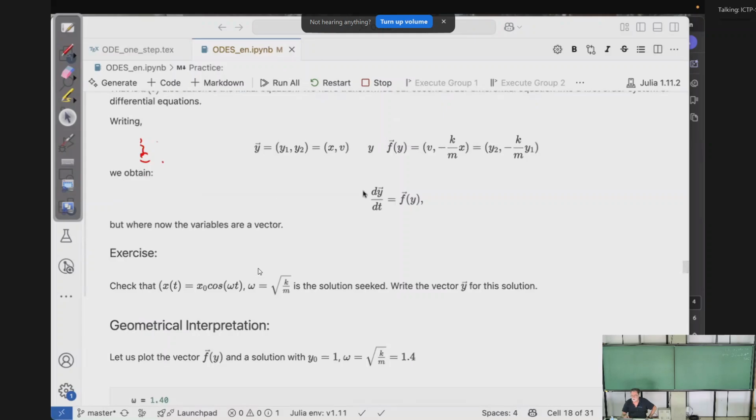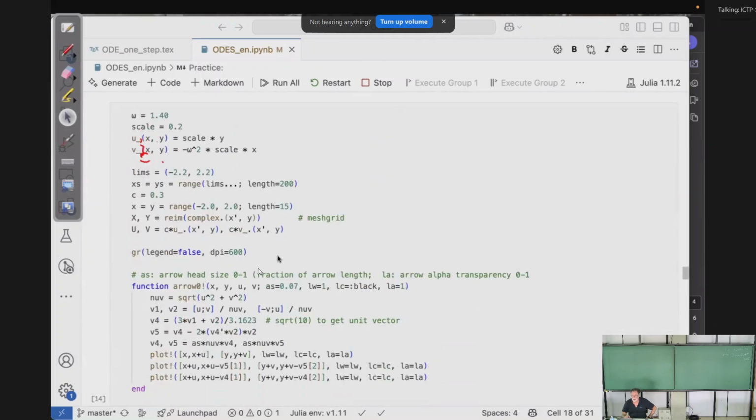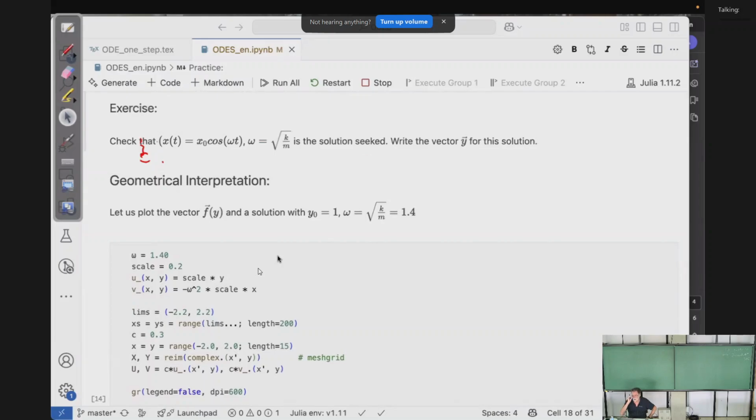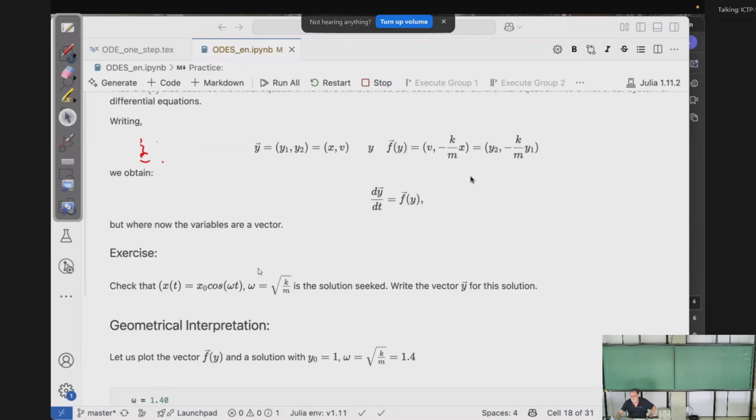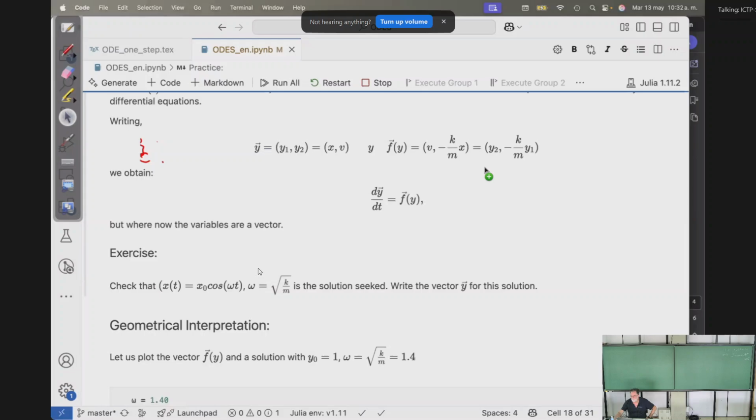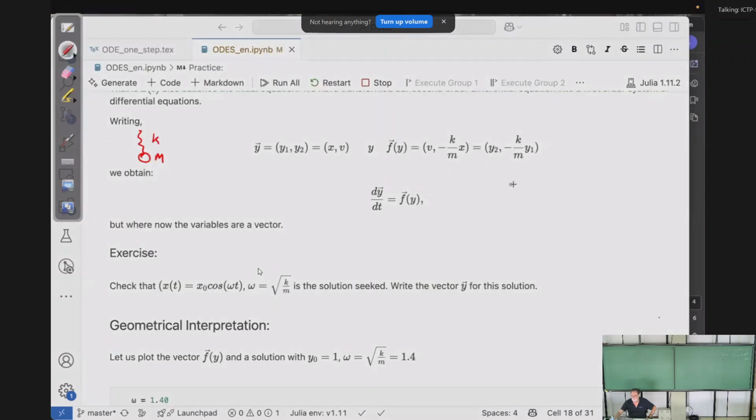So what we did here is to look at the geometrical interpretation. Remember that an ordinary differential equation is a vector field f, and what you are looking for are the integral curves, the y's such that the velocity of the curve is equal to the vector f. So what we did is to plot this in a plot, and also the solution curve.